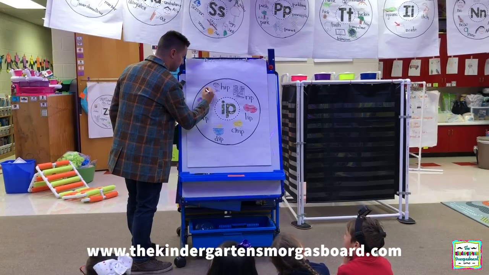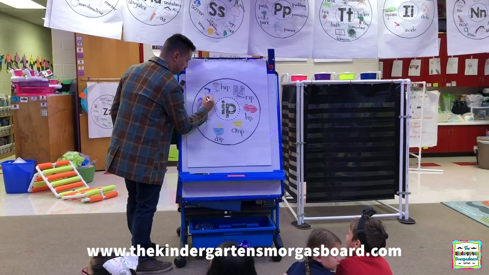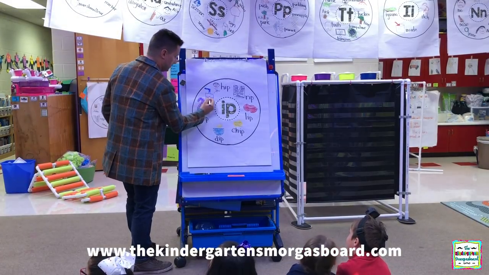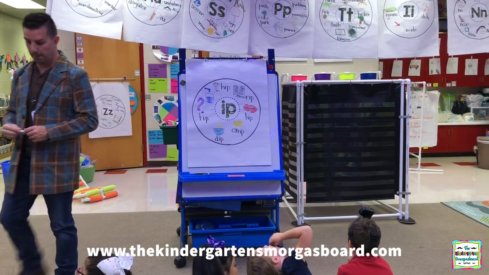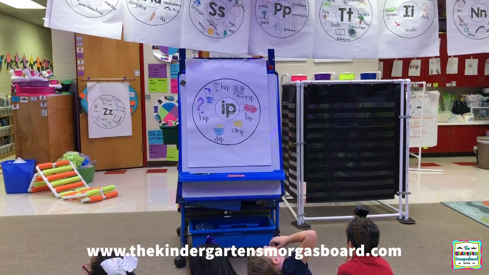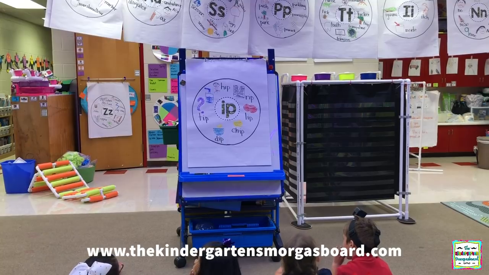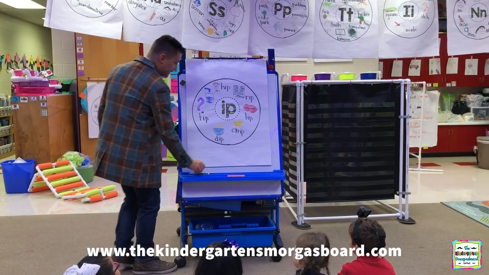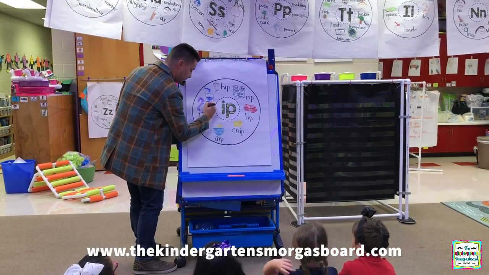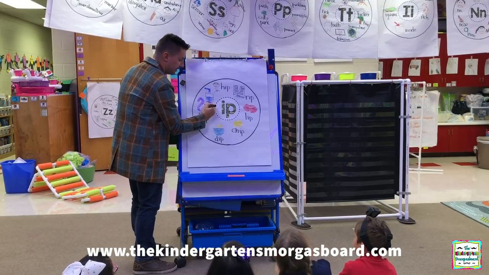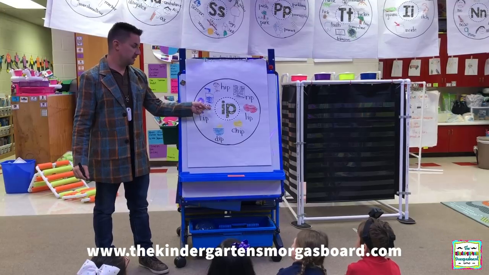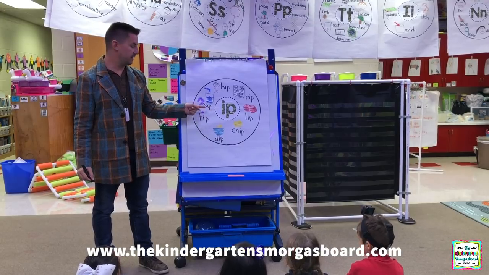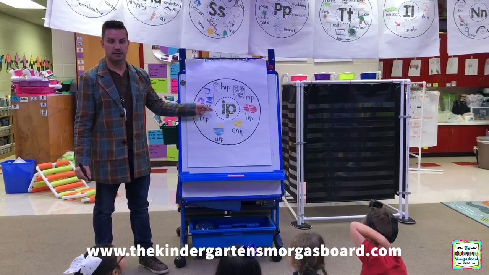Oh, I got one more. Hold on, Kingston. I do too. Sip. What sound do we hear? How do we spell S? S. And what's our word family? Ip. How do we spell ip? I-P. All right, your turn. Ip. Sip. Again. Ip. Sip.